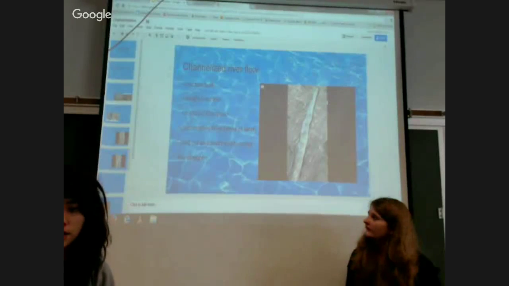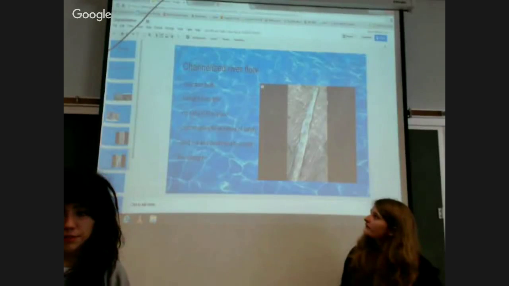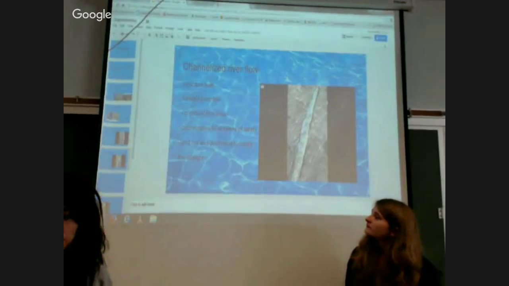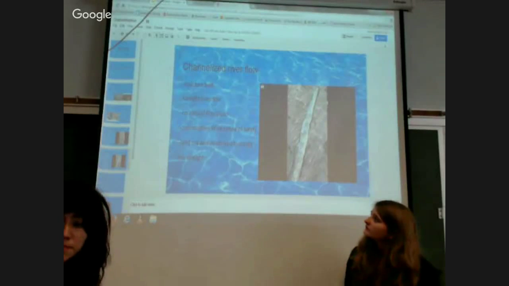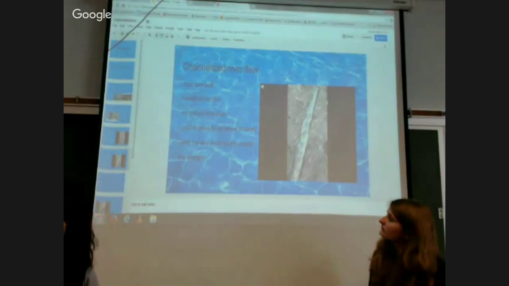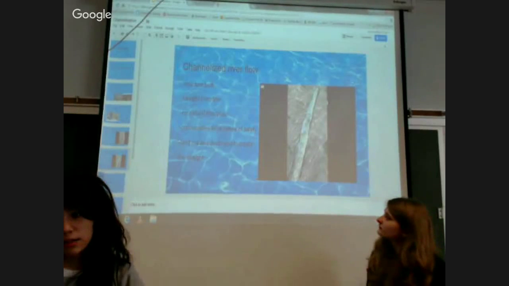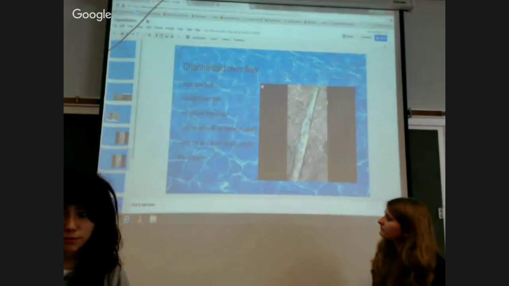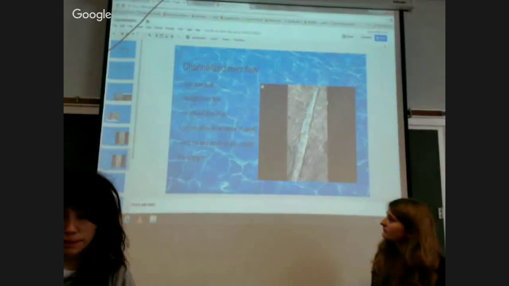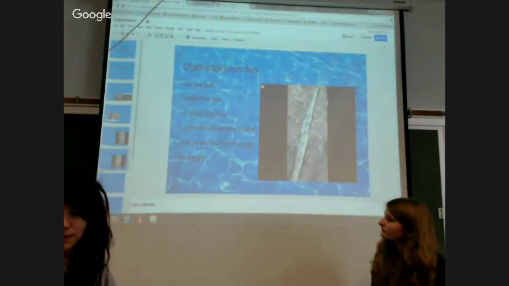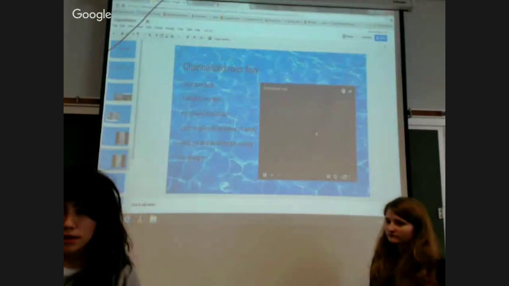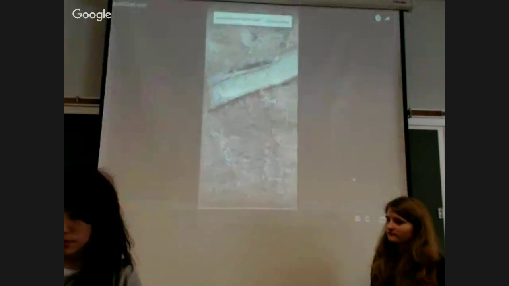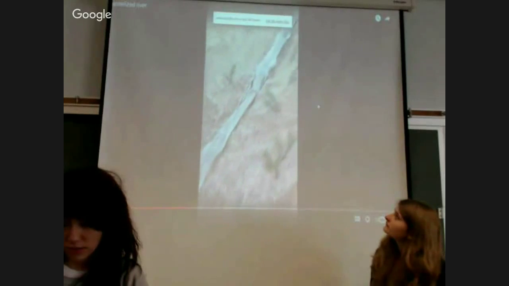Channelized river flow: the structure is built, and the river flows more straight. It eliminates the natural floodplain. It gives communities surrounding the river a false sense of safety, that they won't get any more floods. But also, most of the time they have to cut land to make it straight. So yeah, this is what it looks like.